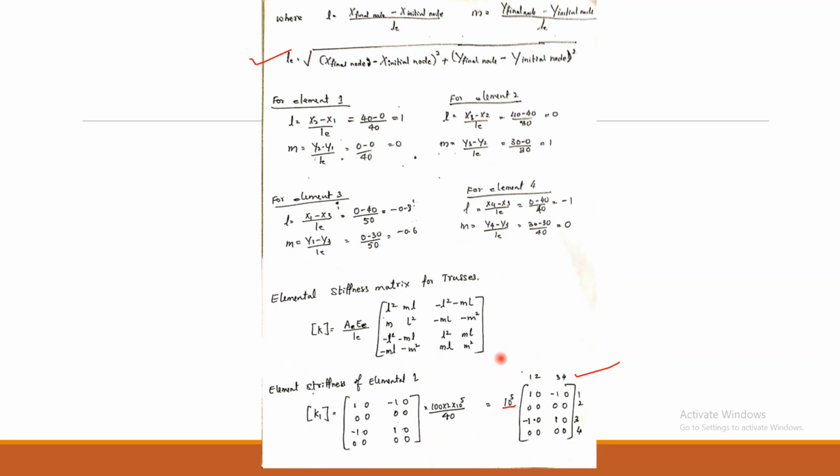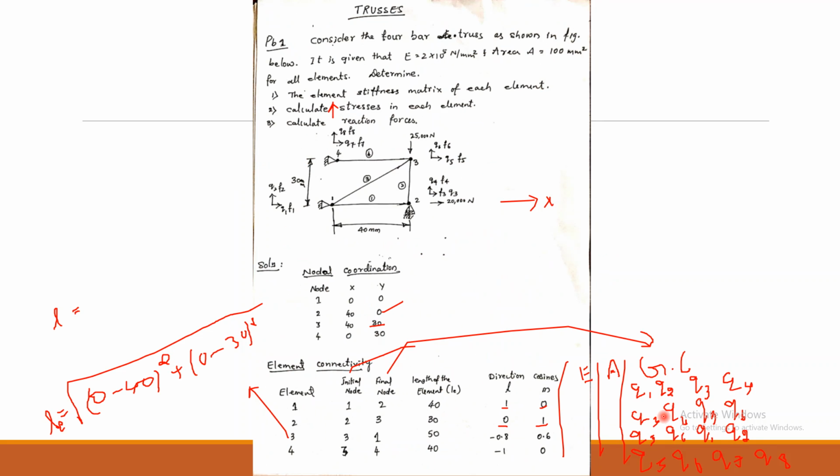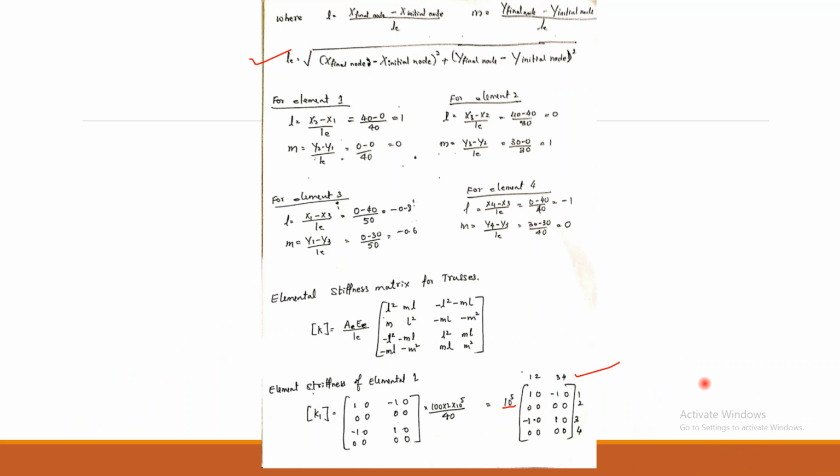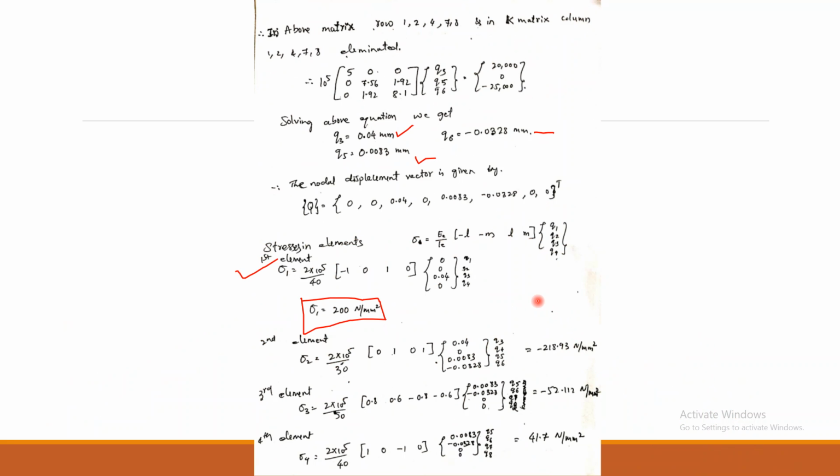For element 2, it starts from Q3 to Q6. So Q3, Q4, Q5, Q6. Better you should have a look into this. So write down all the displacement values and calculate the stresses. Sigma 2 equal to minus 218.93 Newton per mm square. For the third element, do the same procedure and I am going to get minus 52.112.